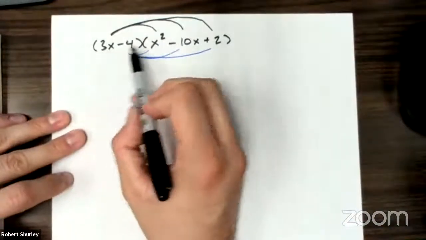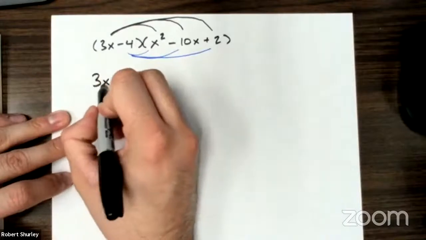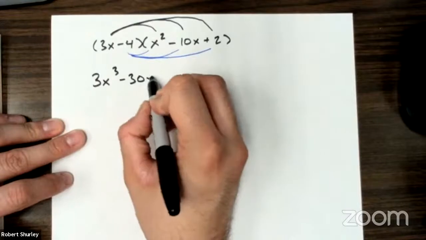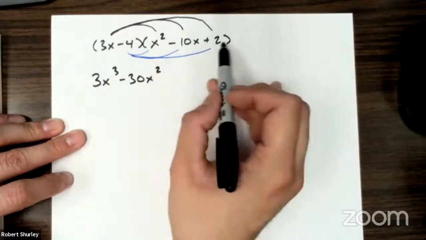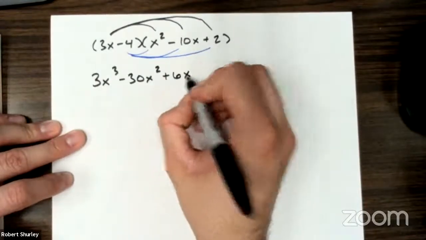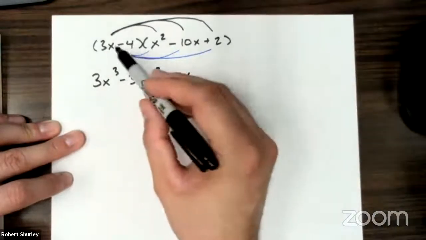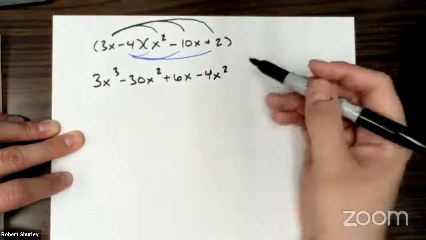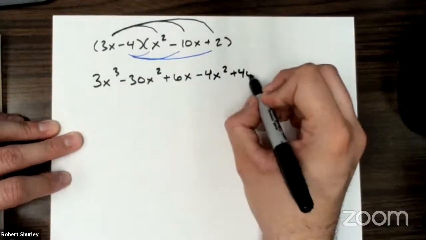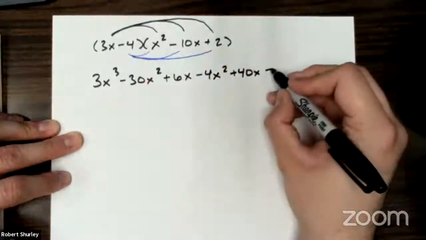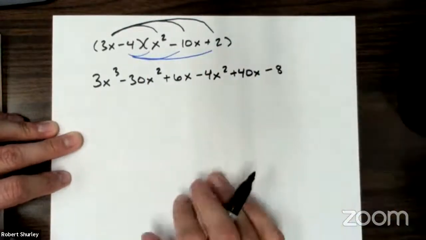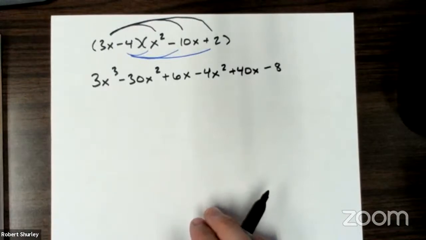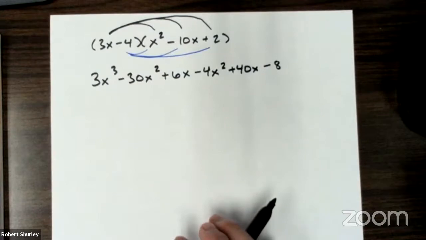So let's start with the 3x. 3x times x squared is 3x cubed, right? 3x times negative 10 is negative 30x squared. And 3x times 2 is 6x. And then negative 4 times x squared is minus 4x squared. Negative 4 times negative 10x is a positive 40x. Negative 4 times 2 is a minus 8. Let me know if I make a mistake. It's really easy to make a mistake if you're flowing along here because there are so many terms.